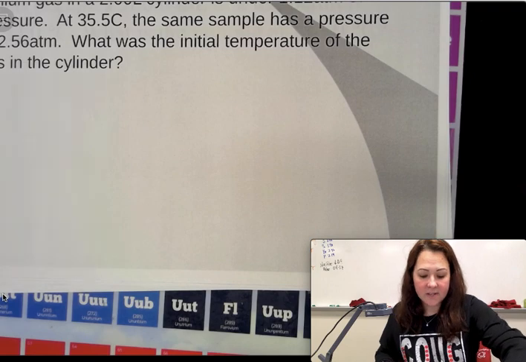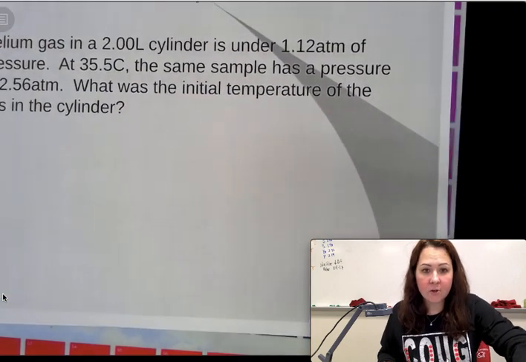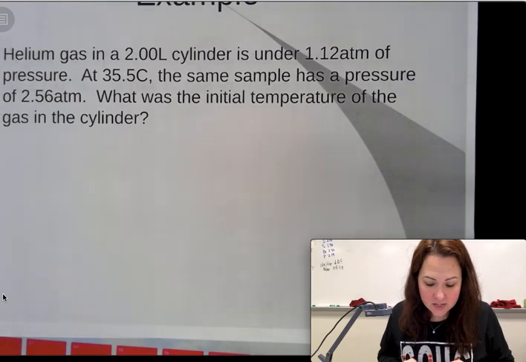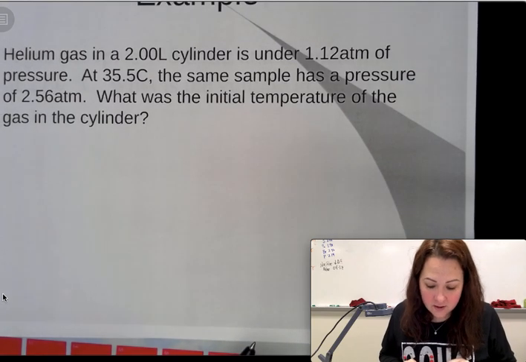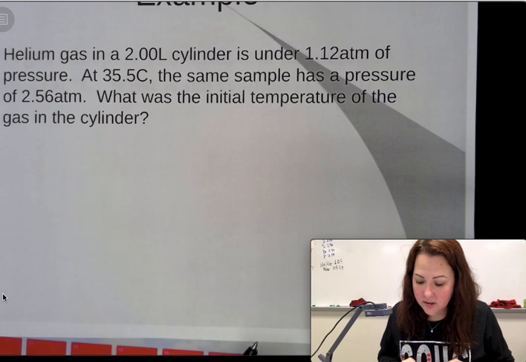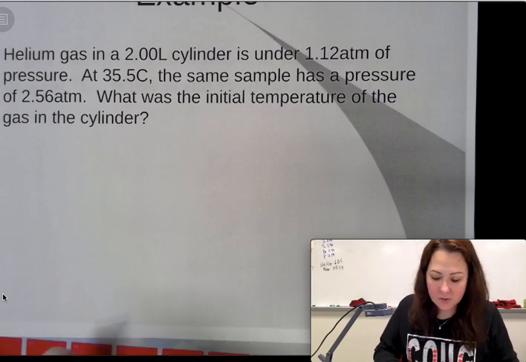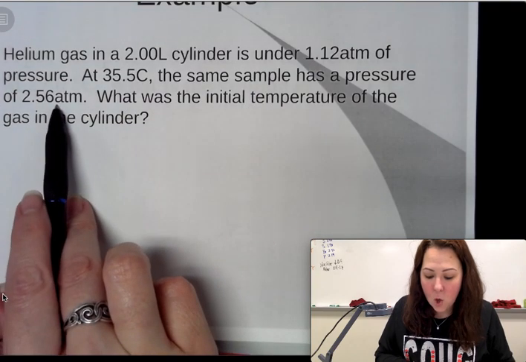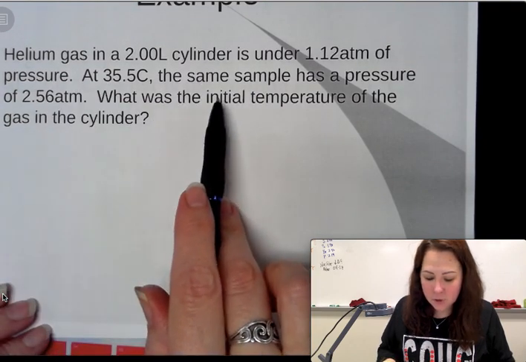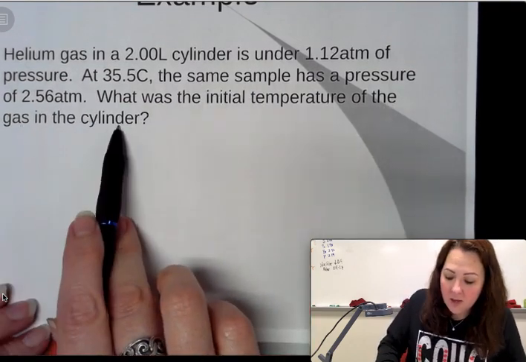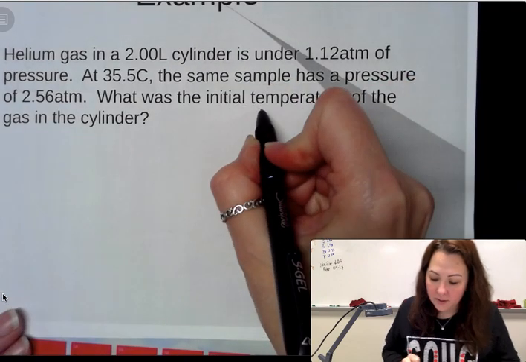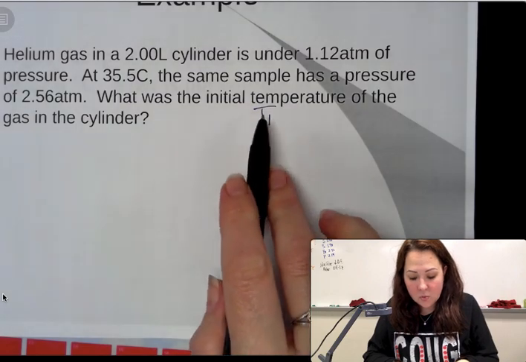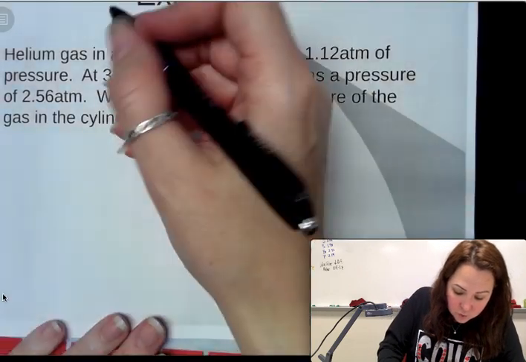The next one says helium gas is in a 2-liter cylinder under 1.12 ATM of pressure at 35.5 degrees Celsius. The same sample, so I still have the 2 liters is all that means, has a pressure of 2.56 ATM. What was the initial temperature of the gas in the cylinder? Initial temperature is T1. I don't know that. So this one has to be T2.